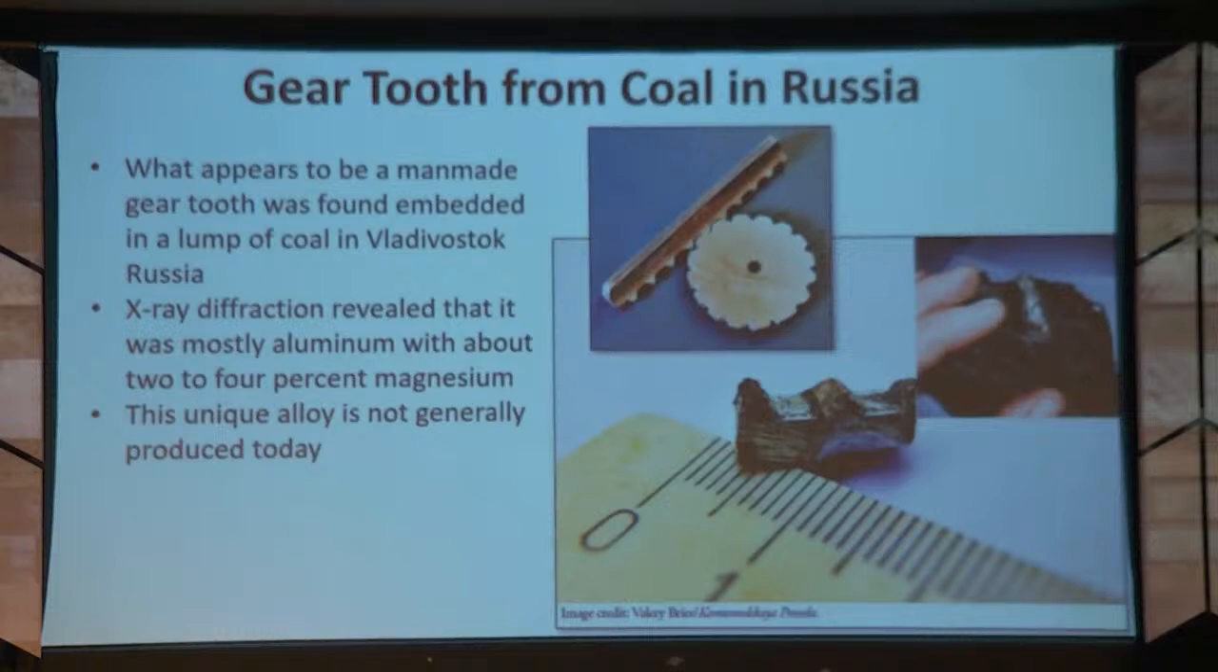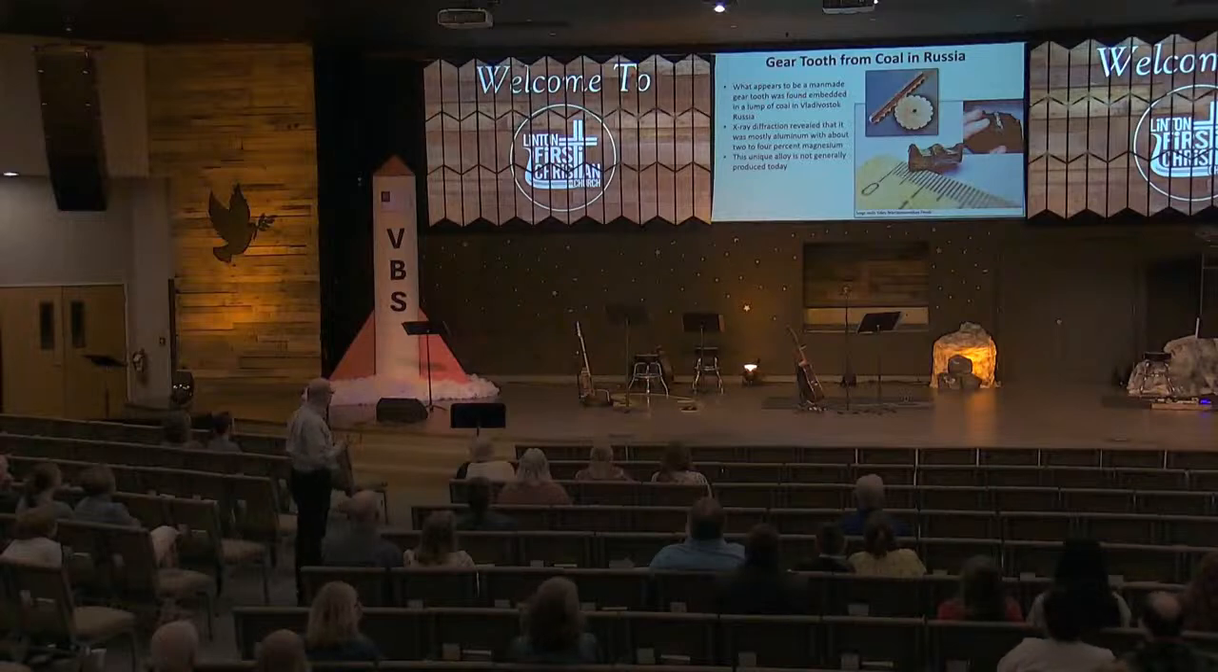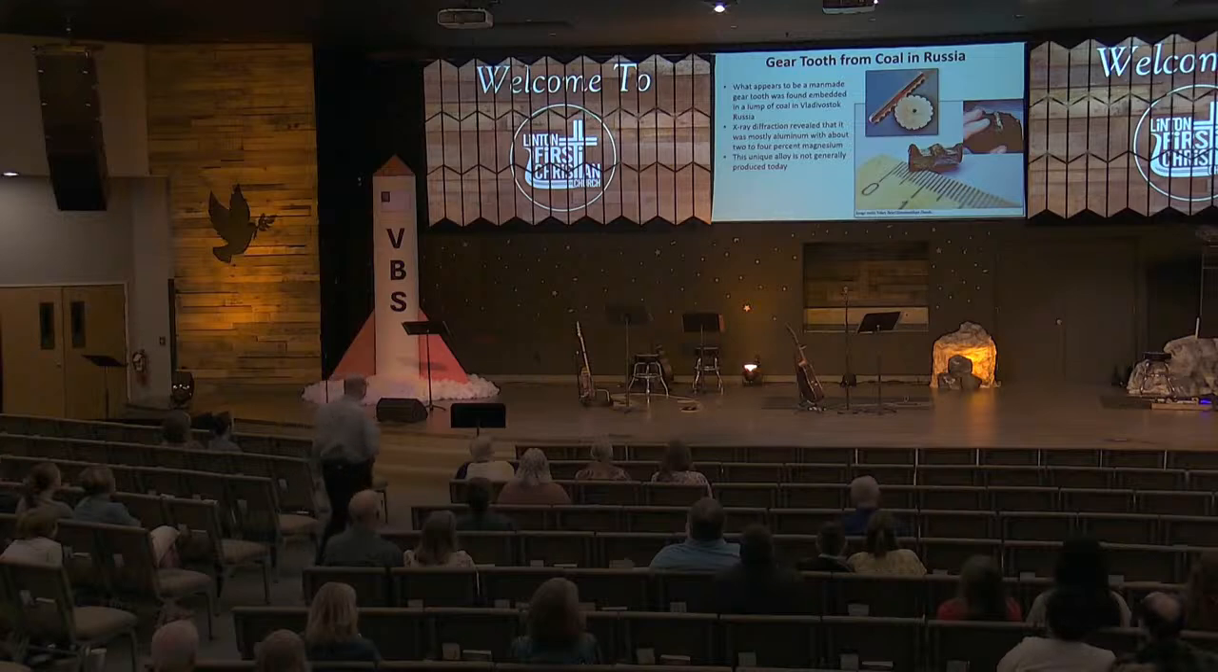So in Vladivostok, Russia, they found this thing in a lump of coal that appeared to be man-made. There's a picture of it actually in the coal, and they were smart. They didn't break it apart and take it out until they took it to some experts and let them examine it. But when they got it out, it looks kind of like maybe it was man-made, maybe kind of like the teeth of some kind of a gearing system.